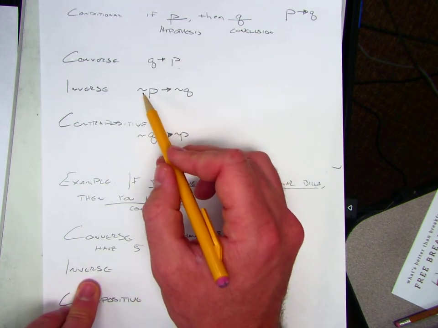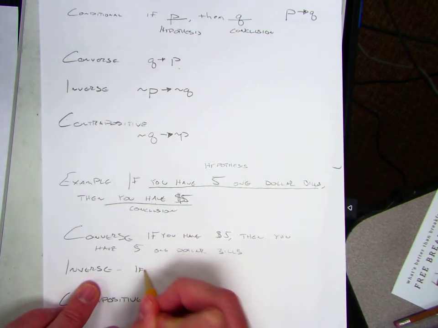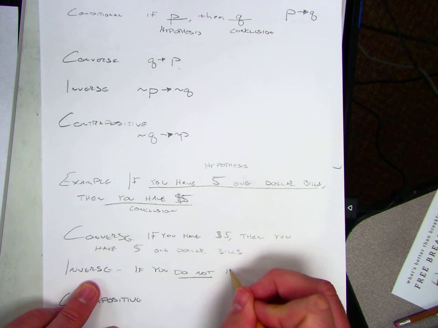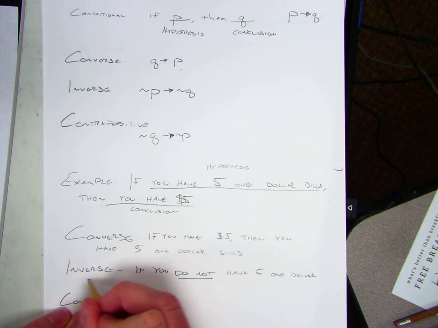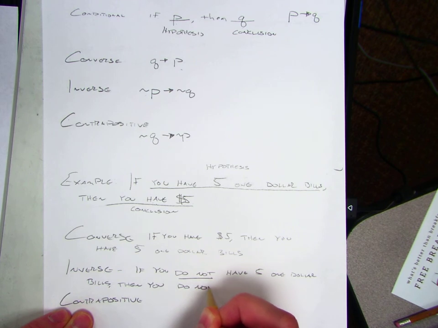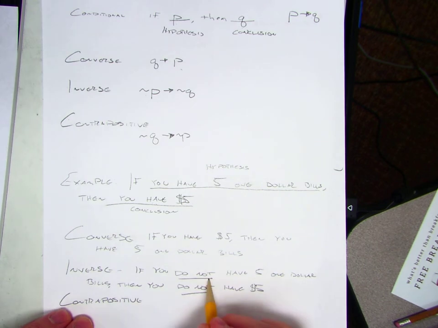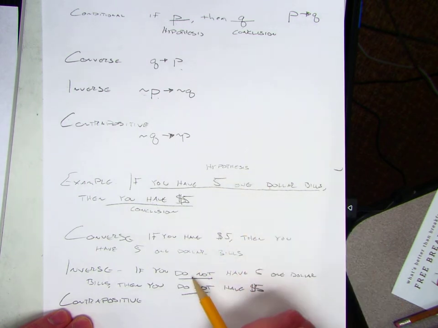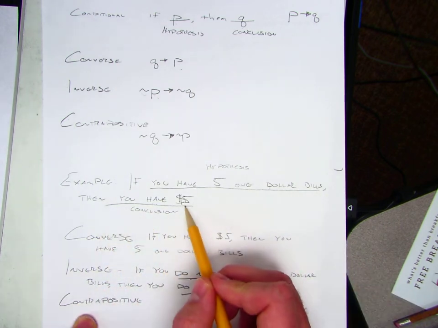Now the inverse is not P, then not Q. So this would be saying: if you do not have 5 $1 bills, then you do not have $5. All I've done is add a do not. That's the negation, the not part. I'm just taking my original statements and saying the negation of them. If you do not have 5 $1 bills, then you do not have $5.